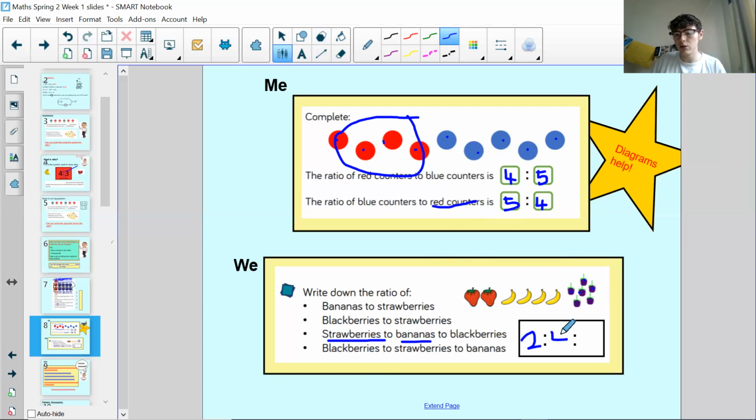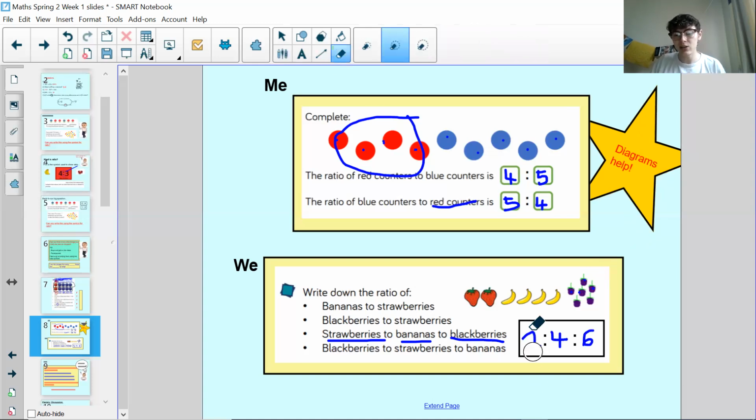So 2 to 4. And then finally, they've asked for blackberries. So we'll count up our blackberries. We know we've got 6. So it's 2 to 4 to 6, okay? So our ratio of strawberries to bananas to blackberries is 2 to 4 to 6, okay?